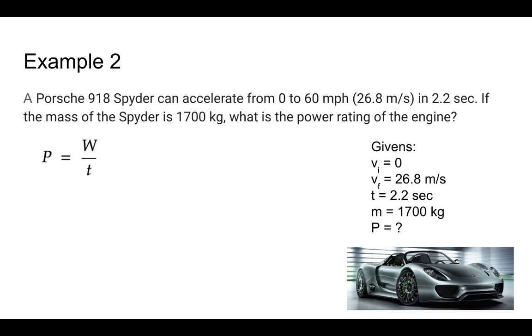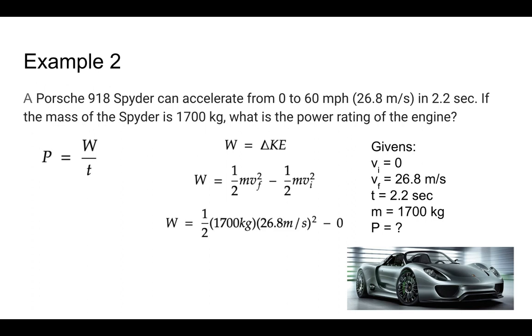Work is equal to the change in kinetic energy. Now remember, change in kinetic energy is always final kinetic energy minus initial kinetic energy. Whenever you have that delta, it's final minus initial. We know kinetic energy is 1/2 times mass times velocity squared. So I'm going to plug those into this equation. We get work is equal to 1/2 times mass times final velocity squared minus 1/2 times mass times initial velocity squared. So let's plug in our numbers and find the work done here.